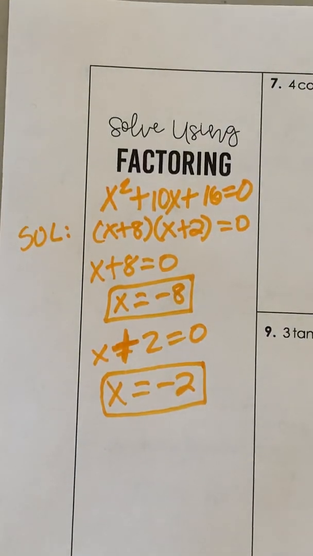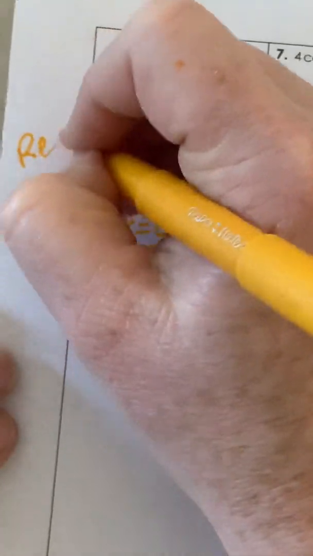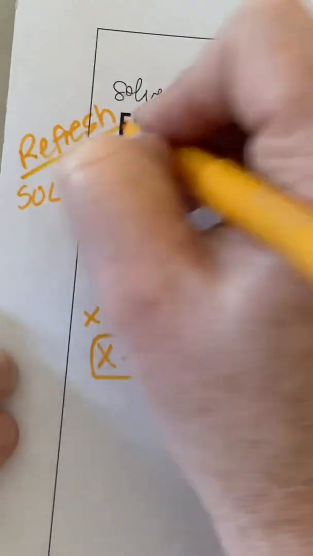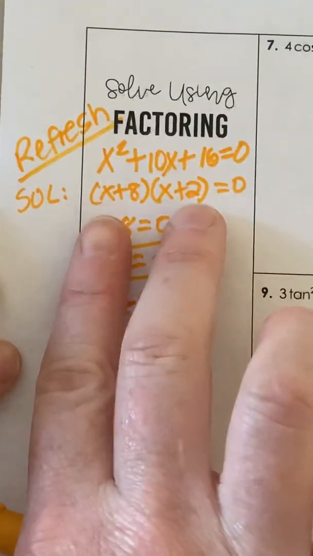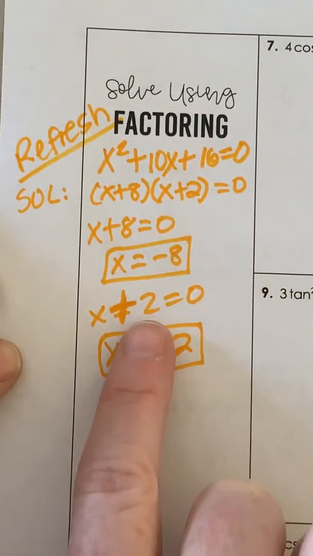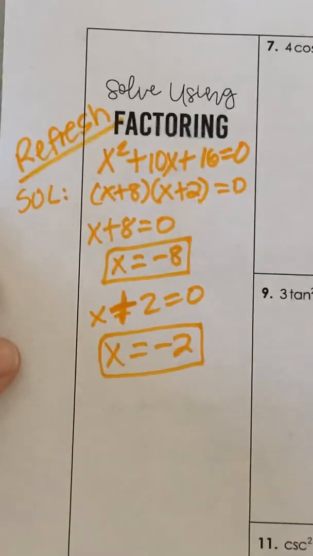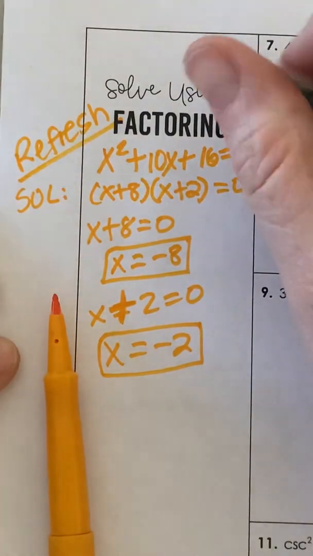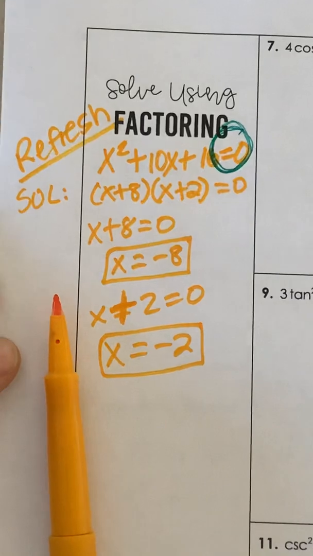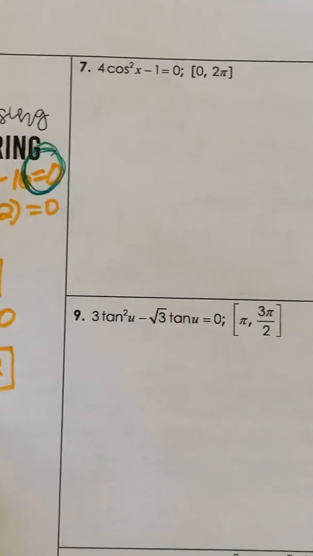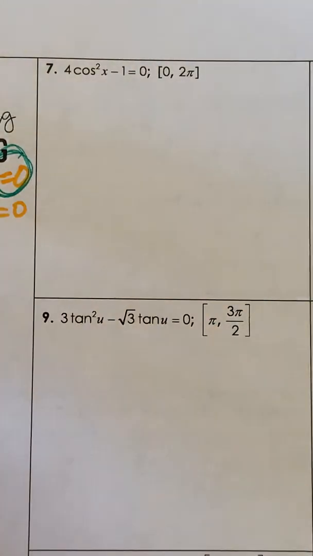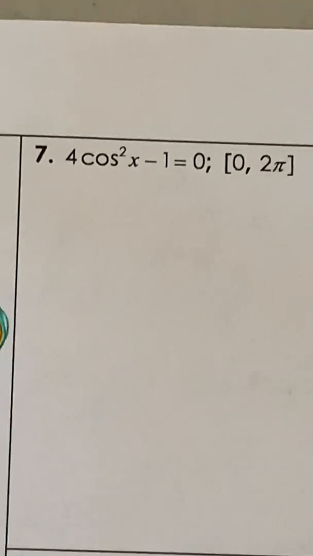Okay, so this is like a refresh your mind. We've got to do the same thing here. So we're gonna factor, split up the terms, set them each equal to 0 and solve. The biggest important thing about this is that we have to equal 0 first to be able to do that. So if we look at 7, that one equals 0, so we should be able to just factor it right now.